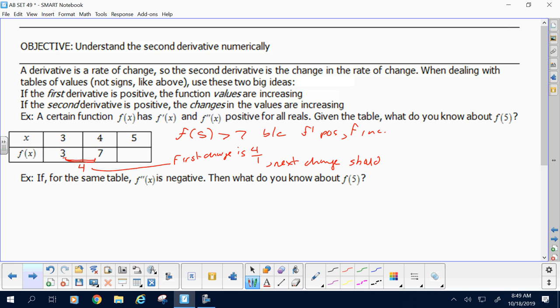Why? Because the change in the change is positive, because the second derivative is positive. The changes are increasing, right? So if the next change is more than 4, then f at 5 should also be greater than. So if the next change needs to be more than 4, then this should be more than 11. Okay?